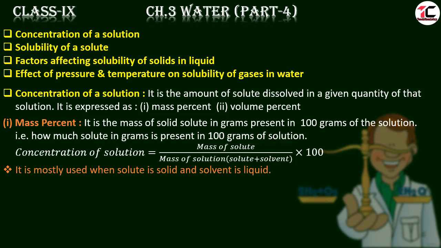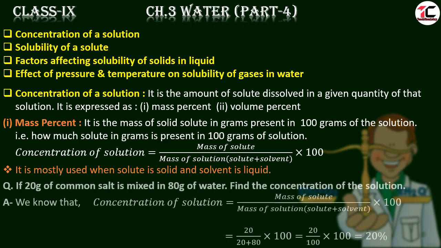Formula: concentration of solution is equal to mass of the solute by mass of the solution into 100. How can you find the mass of solution? Solute plus solvent. And this formula is mostly used when solute is solid and solvent is liquid. Thus, here is a question.